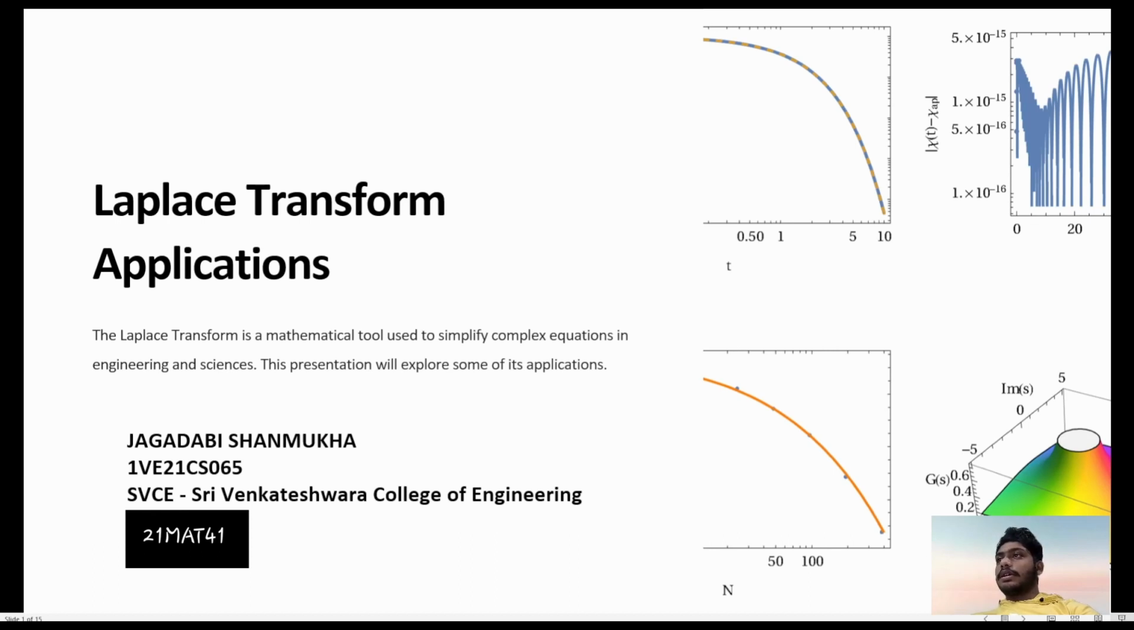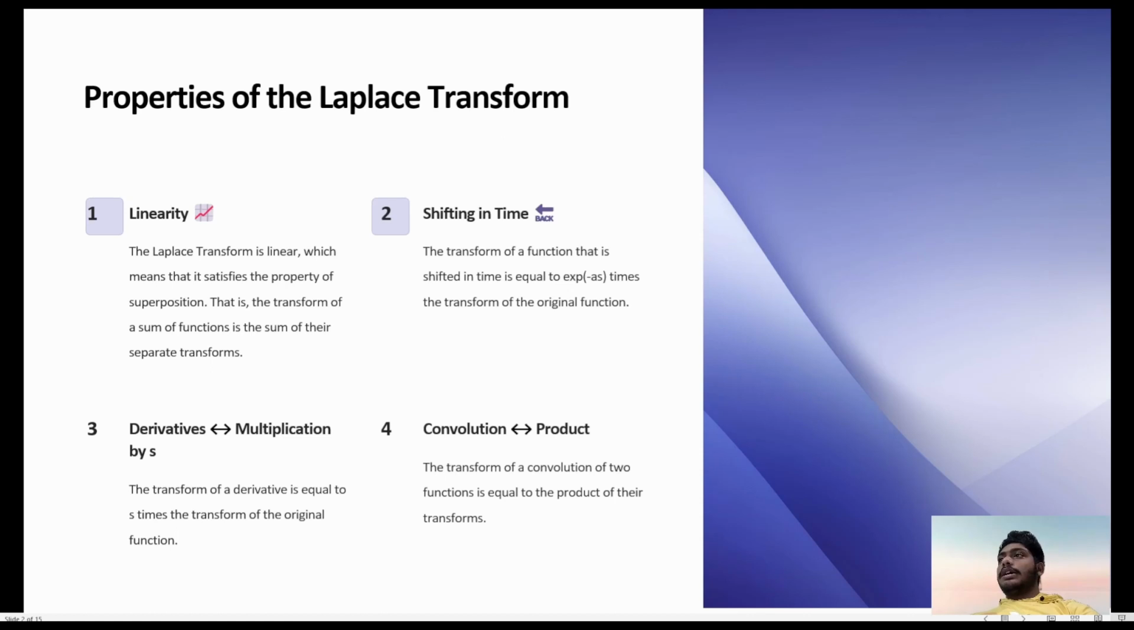Today, we'll be talking about Laplace transform applications from the subject Mathematics, subject code 21MAT41. Let's look at the properties of Laplace transform. 1. Linearity. The Laplace transform is linear, which means that it satisfies the property of superposition. That is, the transform of a sum of functions is the sum of the separate transforms.